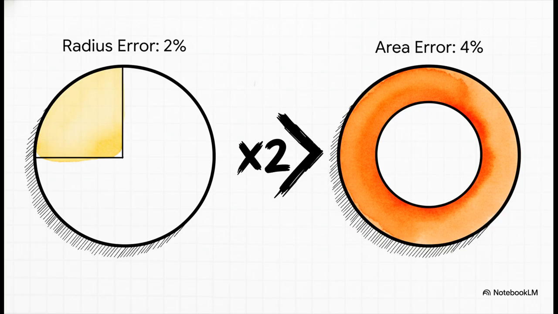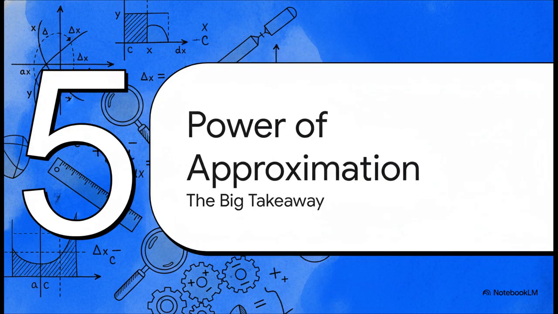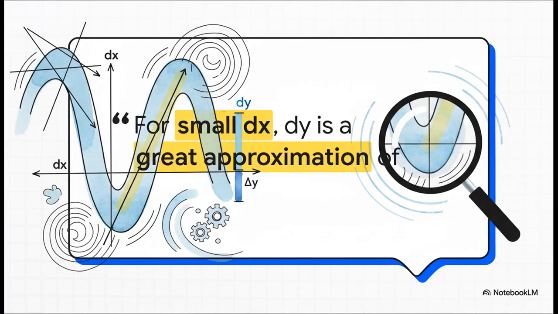This kind of error magnification is a huge deal in so many fields of science and engineering. So let's just take a breath. We've seen how to handle absolute errors, how to approximate tricky function values, and now how to work with percentage errors. It's time to boil it all down to the one big idea that makes all of this magic happen. Here it is, the main takeaway. If you remember one thing, make it this.